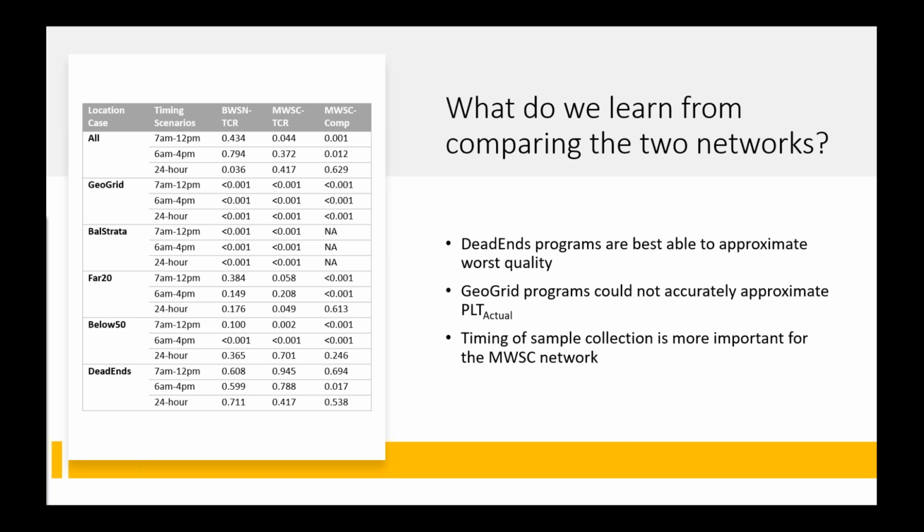Then, I used 2 networks. I think it's important to compare the 2 of them to each other and pull some information from that. So the first bit that we can pull from it is that the dead ends programs tended to be best at approximating worst quality in the system. We also saw that the geographical grid, or the grid layout for choosing locations, was not able to accurately approximate the true percentage of samples less than the target.